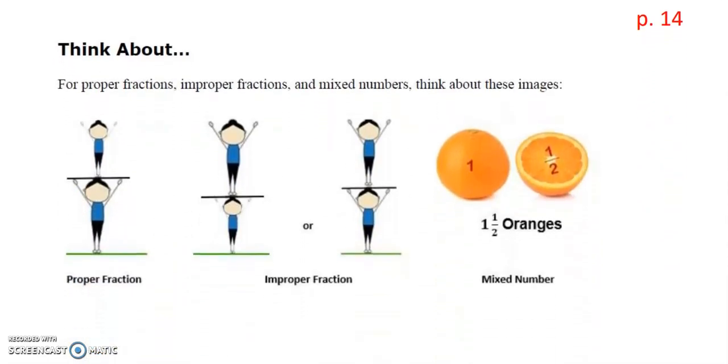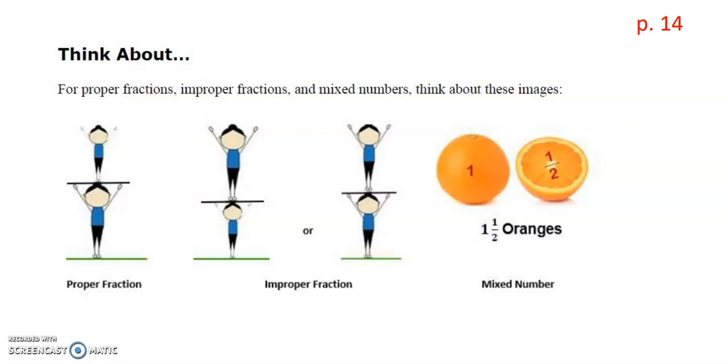So first up, let's talk about proper and improper fractions and mixed numbers and what those all look like. These images can really help you. When we think of a proper fraction, proper means that we have something larger. Our denominator is larger on the bottom than our numerator. So you can see in our first image we have a smaller person being held up by a bigger person. So that's really what a proper fraction would look like. So for example, 1 over 2 or 3 over 4, where our denominator is larger than our numerator.